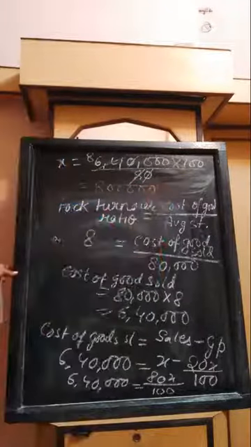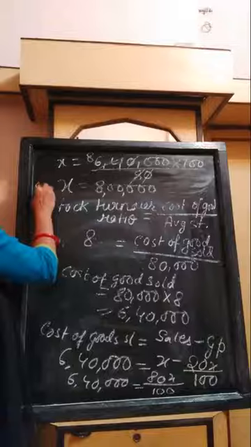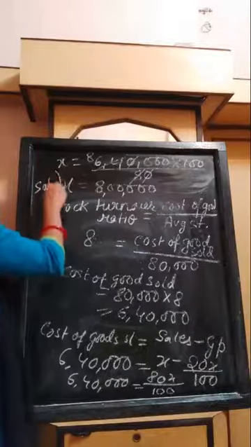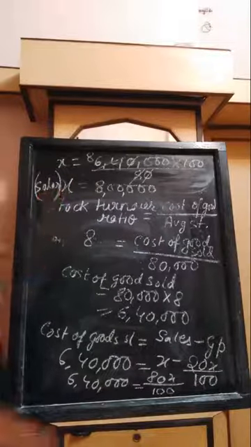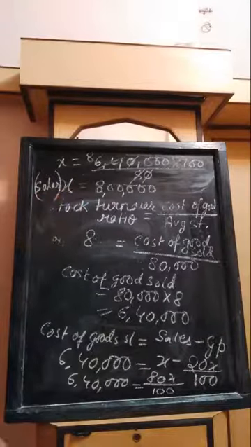So we are getting the value of x as 8 lakh. Now x is 8 lakh. We have taken x as sales, so this is not the answer. Sales was x, which was 8 lakh. But we need to find out the profit.